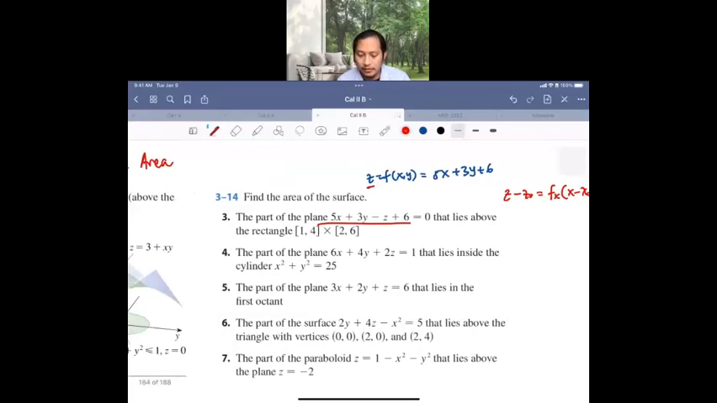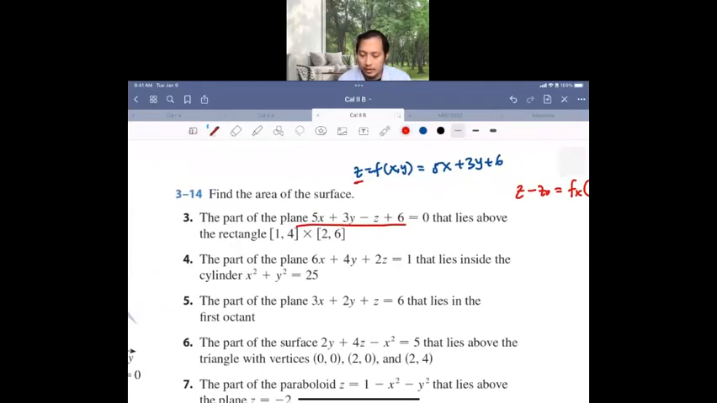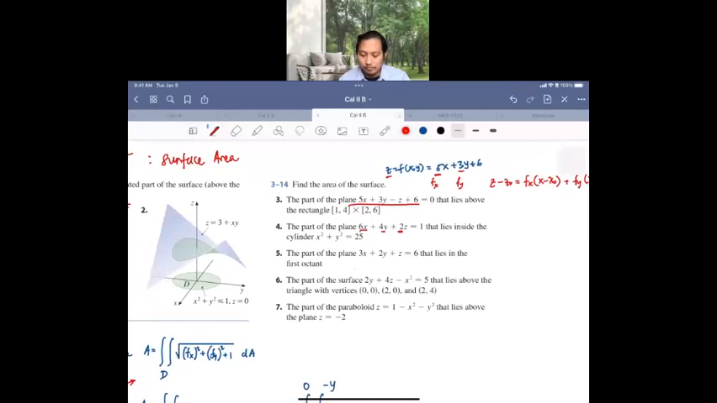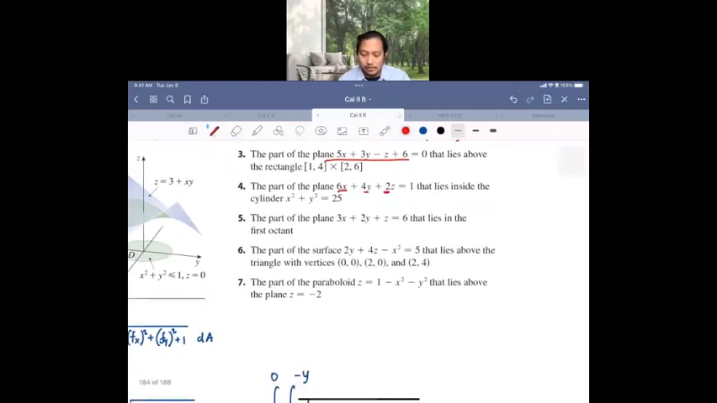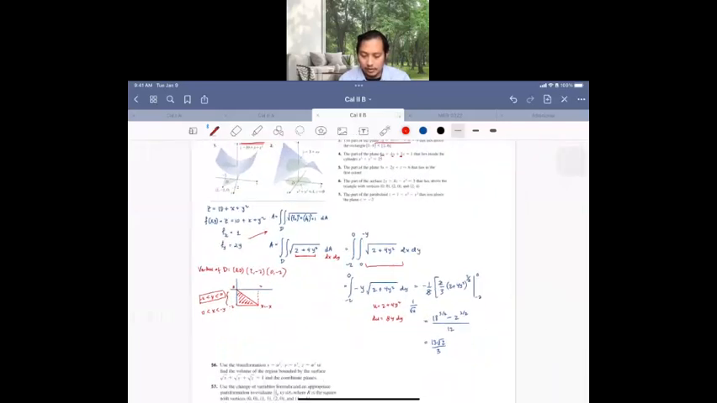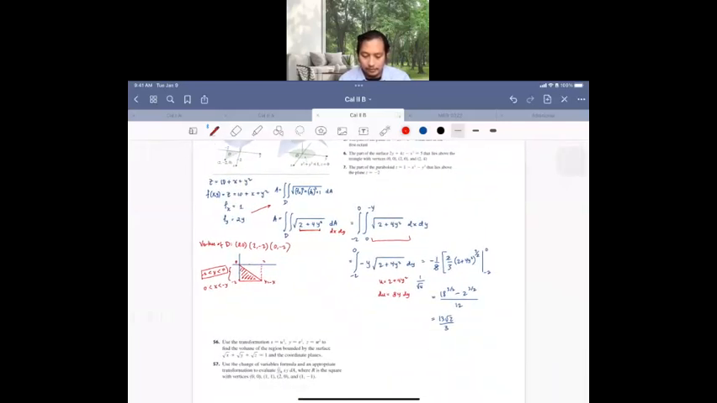So the idea for the surface is we take 5 as partial x, we take 3 as partial y, okay? And then the other also same, but remember it has 2, which means you need to divide by 2, okay? And yeah, I think that's quite understandable.